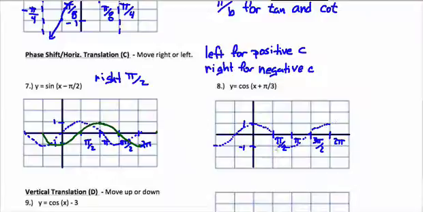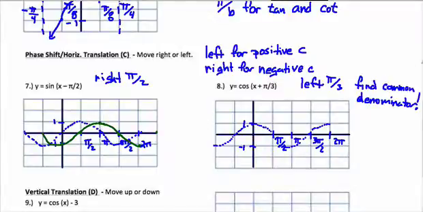Something like that. Okay, so I need to go, well, positive means left. I need to go left pi over 3. Well, not only is this not a pi over 3 right here, but I wouldn't even know where pi over 3 is as compared to pi over 2 unless I found a common denominator. Right, so what's a common denominator between 3 and 2? Well, 6 is a common denominator. So I'm going to change all of these so that I have a 6 on the bottom.